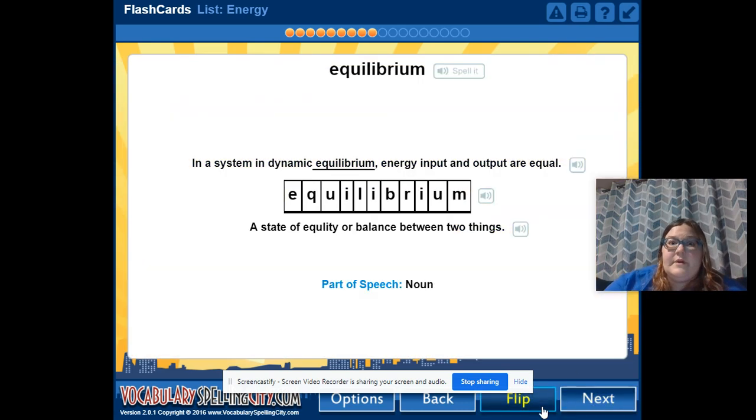Equilibrium. What word do you hear in there? Yes, equal. Equilibrium is the state of equality or balance between two things. Which, remember, there's no such thing as cold. So your body wants to be in equilibrium with the air around it. So you have your house set at 60 degrees. Well, your body's 98 degrees. So it's going to be giving off its heat to try to get to equilibrium.